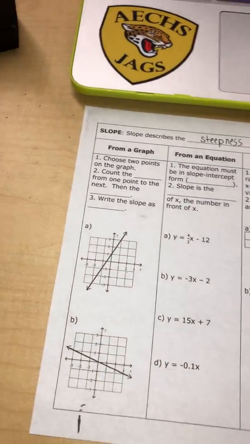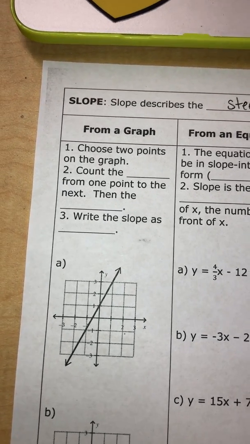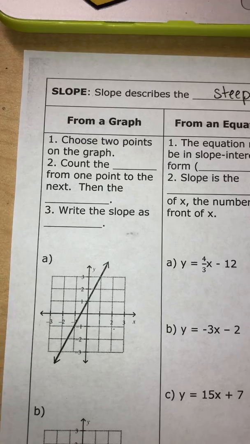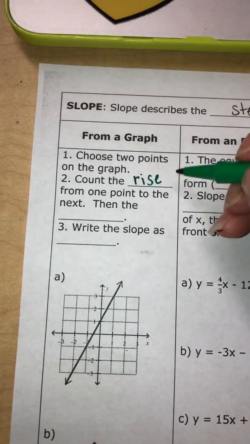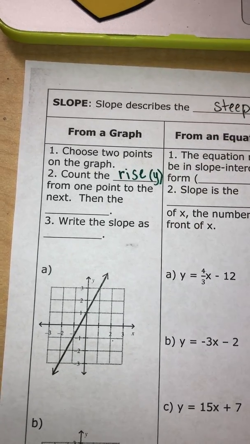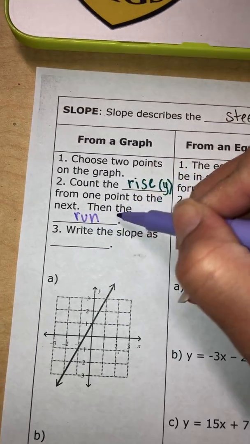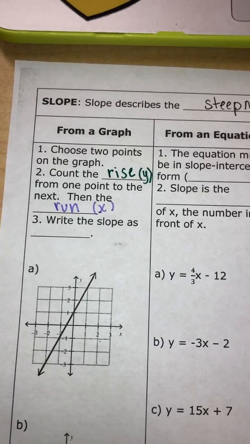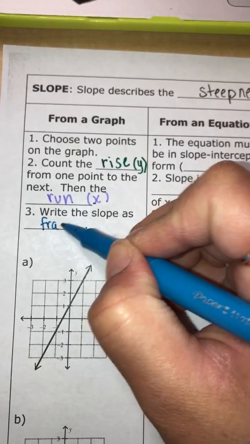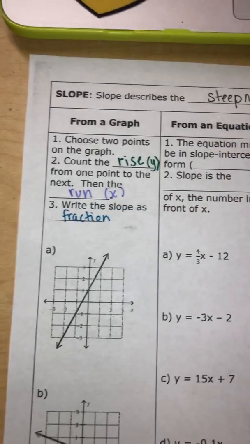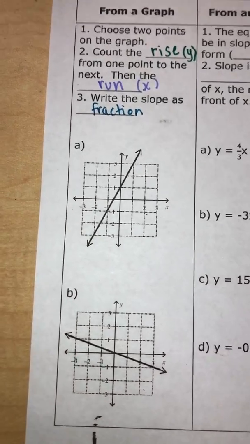So let's start with how do you find slope from a graph again? Well, from a graph, you're going to choose 2 points on the graph. You are going to count the rise from one point to the next. Remember, the rise is your hops on the y-axis, okay? Then you are going to count the run, and the run is the hops on the x-axis. And you're going to write your slope as a fraction. Why would we want it as a fraction? Well, because if they want us to keep plotting more points, we need our rise and run, so we need it as a fraction.